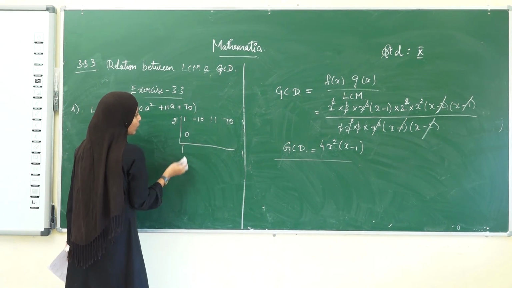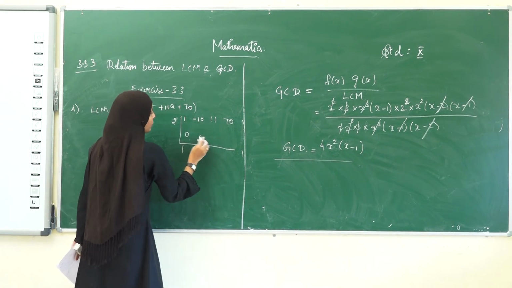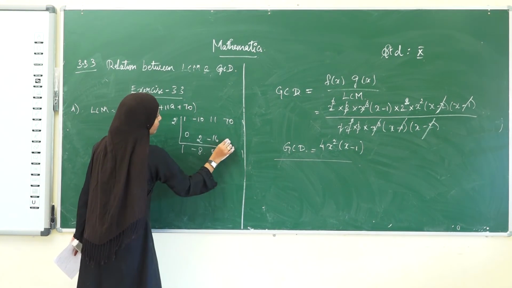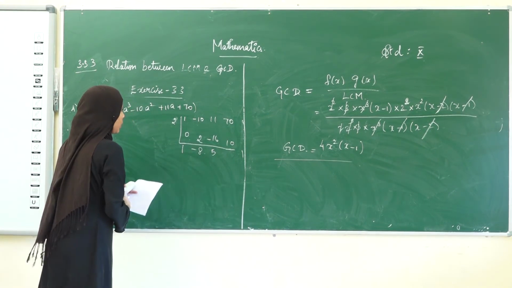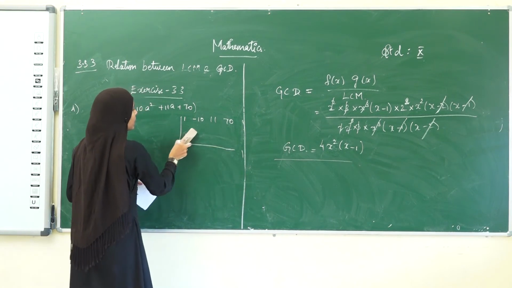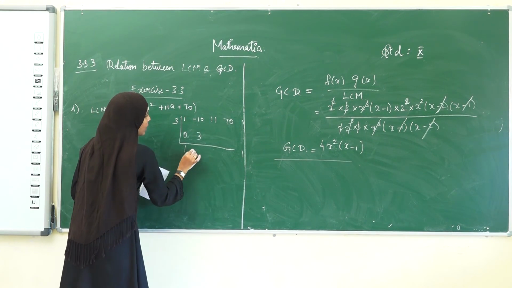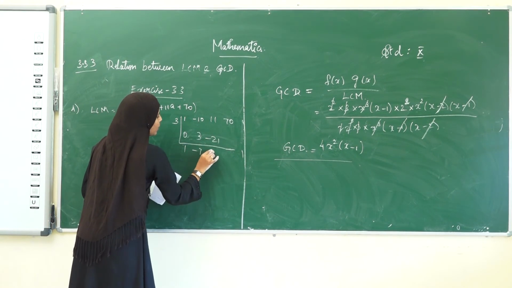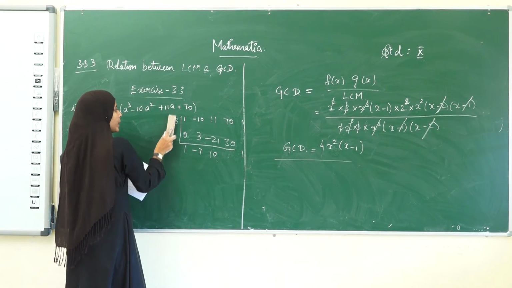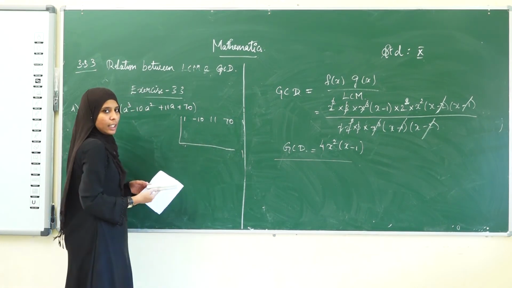See here, 0, 1, 2. When we add this, we get minus 8. When multiplying this, we get minus 16. When we add this, we get just 5. We get 10. We don't get 0 here. Therefore, this is wrong. We move on to the next number. Let us see for 3: 0, 1, 3, minus 7, minus 21, 10, 30. So we don't get 0 here.